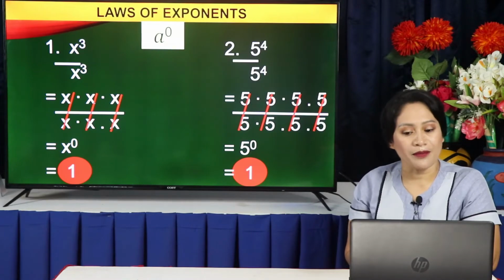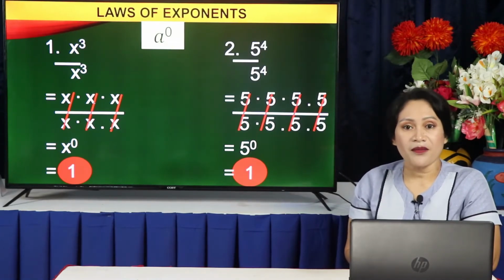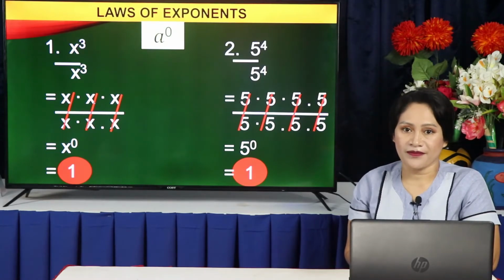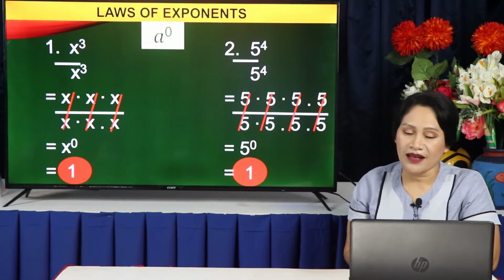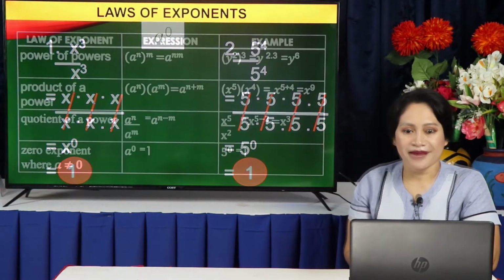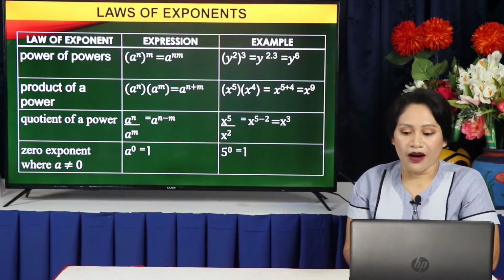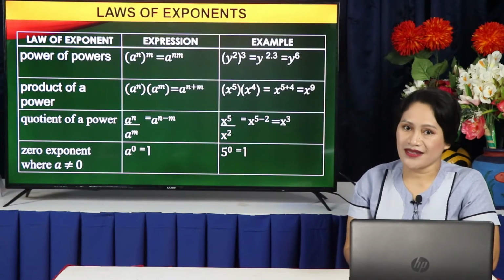What about example number 2? It's 5 to the power of 4 divided by 5 to the power of 4, which when simplified becomes 5 to the power of 0 and finally equals 1. Now in summary, here are the laws of exponents.